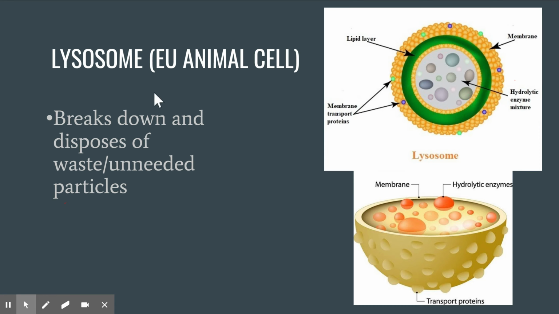Lysosomes are in charge of breaking down and disposing of waste or unneeded materials. So these are kind of like a trash center where things that aren't needed anymore can be broken down and potentially reused. The shape, as shown in most diagrams, is just a circle. And I'll show it to you in just a little bit. But within this organelle, the lysosome, things can be broken down and reused.